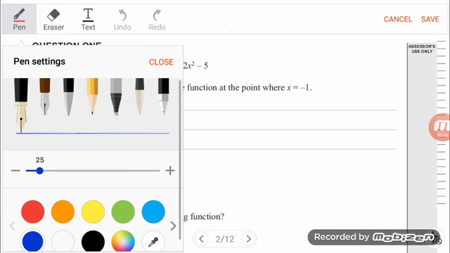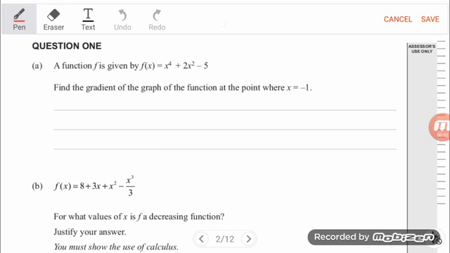Okay, so we've got keywords here. We've got find the gradient. They want you to find a gradient. Anytime you've got a gradient there, and you've only got an f of x or a g of x or a y, you've got to differentiate. So we want an f dashed of x of the graph of the function at the point where x is equal to -1. Once you've differentiated, you need to substitute -1 for all of the places where you see x. So on that note, let's differentiate.